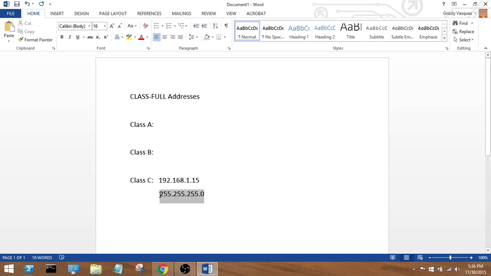This subnet mask basically tells you how much of this IP address is part of your network and how much is your host. In this case, you see 255.255.255 and then there's a .0. That's indicating that this part of the address is your network and just this last part is your host. Each one of these is called an octet.